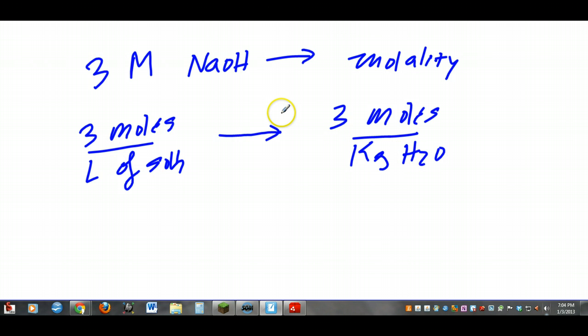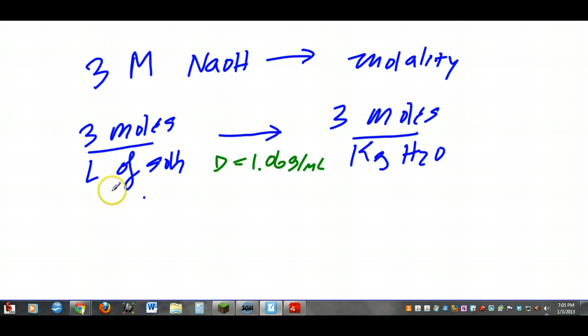Well, the top part's good, right? So what we need to do is we need to convert 1 liter of solution to kilograms of water. And the way we're going to do that is by using the density. Let's say the density of this solution is 1.06 grams per milliliter.